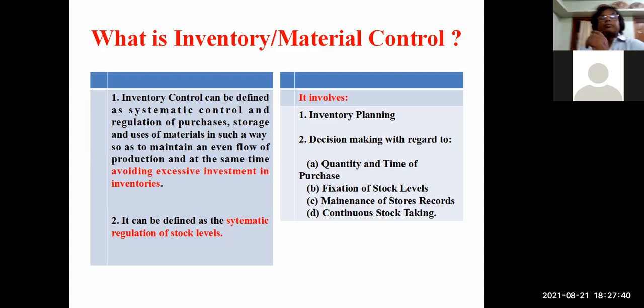Excessive investment means, suppose you need raw material of rupees 1 lakh. You have purchased raw materials of 10 lakh. There is no problem with the raw material, you can use it anytime, but you need only materials of 1 lakh and you have purchased 10 lakh. So unnecessarily rupees 9 lakh is blocked in the materials. That should not be. Every rupee has a cost. You should not unnecessarily block the money.